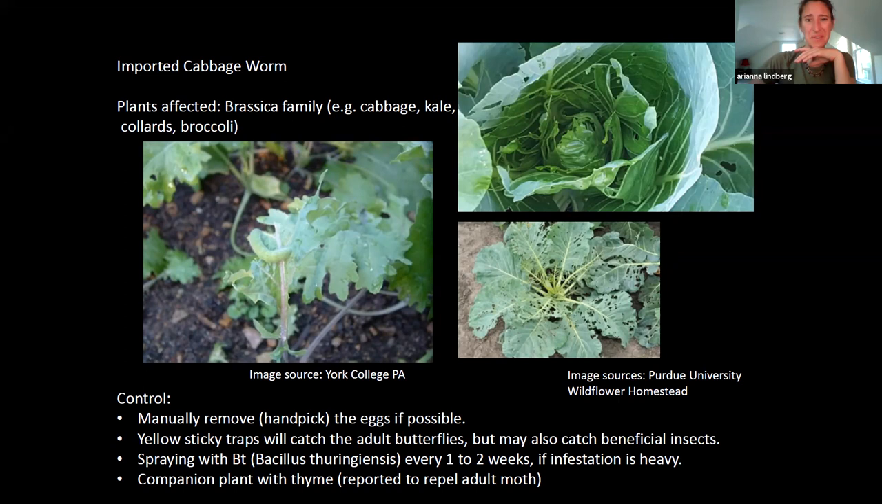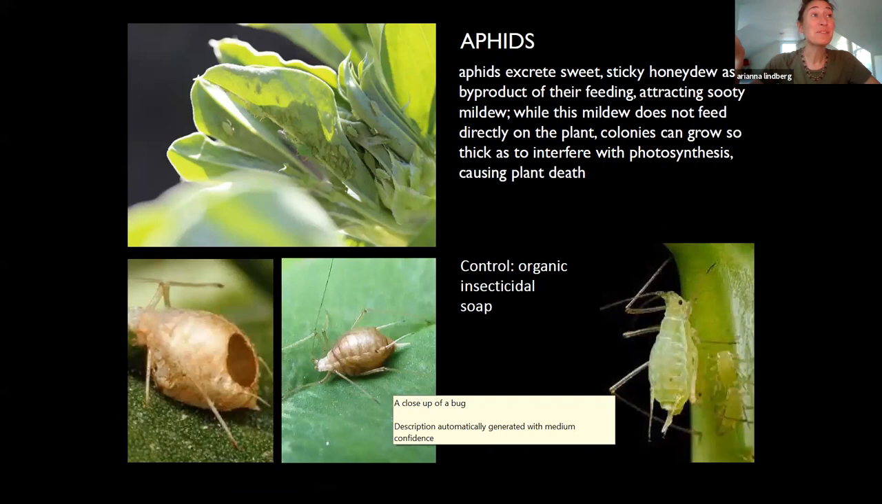Aphids, which as you saw from the video, we had a slightly unexpected infestation of. They excrete this sticky honeydew substance, which is a byproduct of their feeding, but it will bring in a mildew. It ends up causing problems with photosynthesis, as you can see from the notes here. That's why aphids are a problem. They don't really damage the leaves, but they will inhibit the plant's ability to grow.